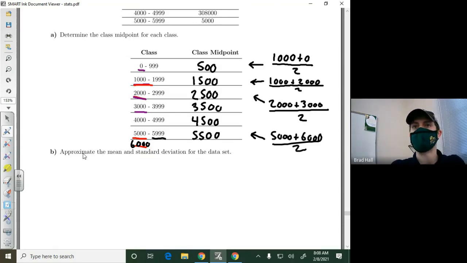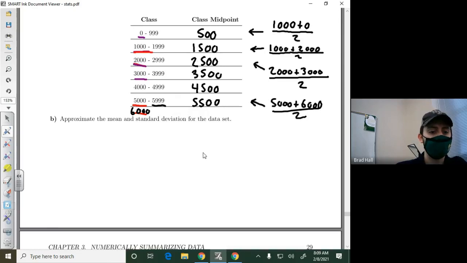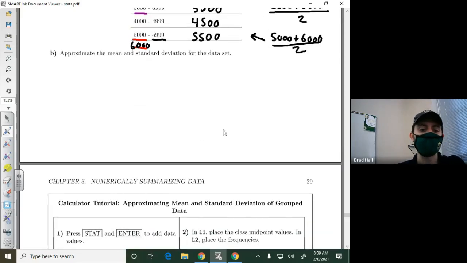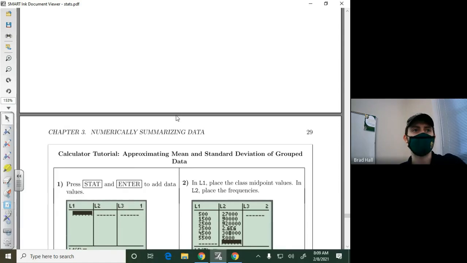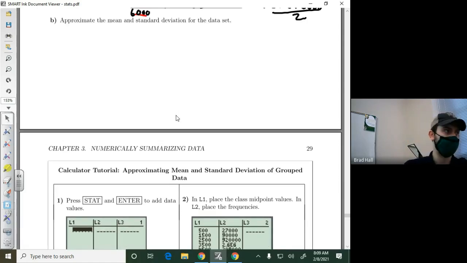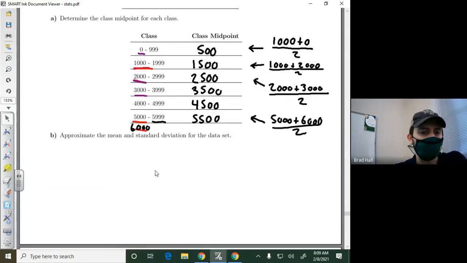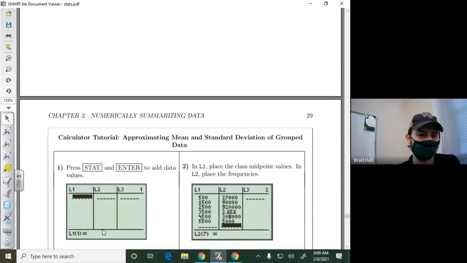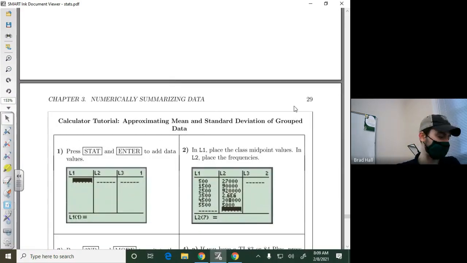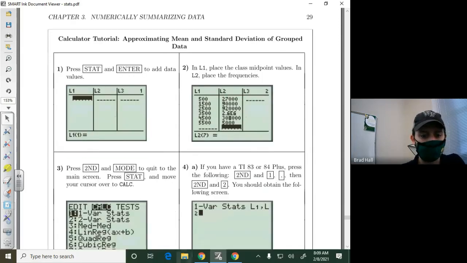So part B is approximate the mean and the standard deviation. So now we're going to use these class midpoints to approximate the mean and standard deviation, not determine it, but approximate it, because the class midpoint is just used as an approximation metric. And there is a process fairly similar to what we did in the calculator before, but we're going to modify it slightly. So if you scroll down a little bit, or if you have your notes printed out or whatever the case is, go ahead and get your calculators out if you haven't already.